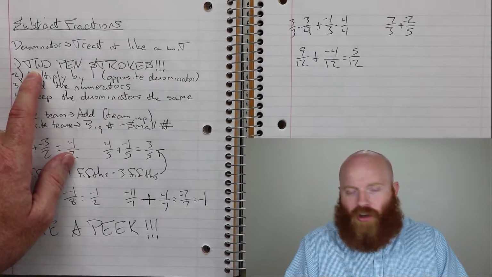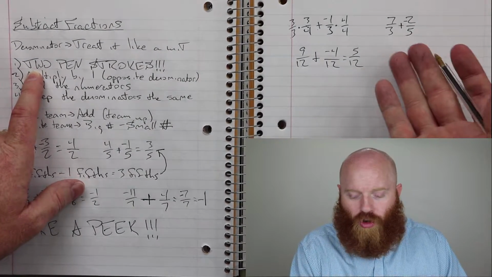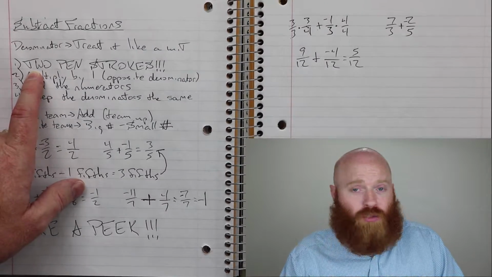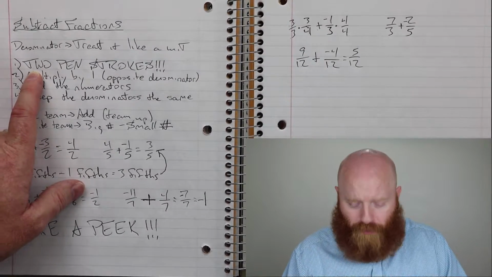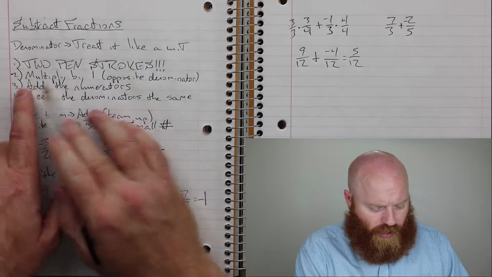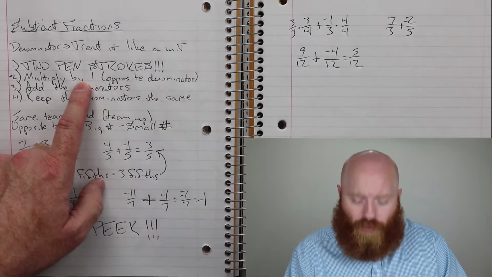And again, now, all you got to do is watch my add fractions video, and you already know how to do this. You literally already know how to do this, but I'm going to do it anyway. I'm going to practice. These are tough problems. I got no problem helping you. Okay, step number 2, multiply by 1 using the opposite denominator.